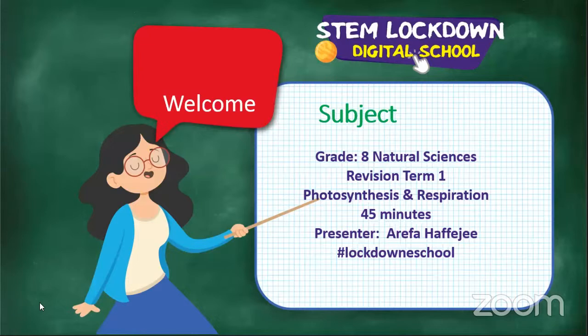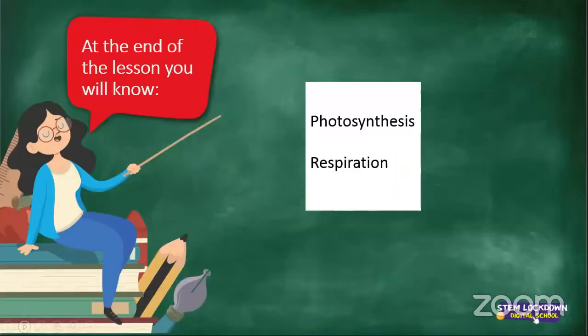Basically, for term 2, you need to do term 1 revision, because if they do have an exam or questions when you return back to school, they normally test term 1 and term 2 work. And at the end of the year, they test all terms' work. So at the end of the lesson, you should know more about photosynthesis and respiration.